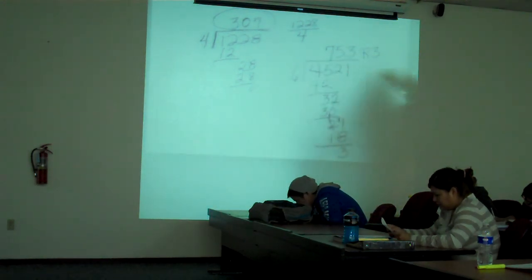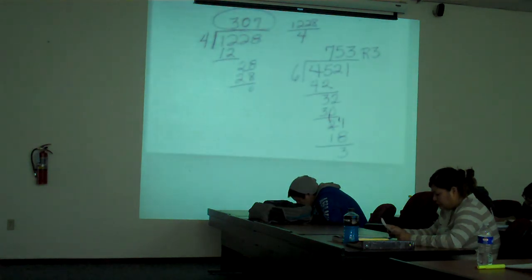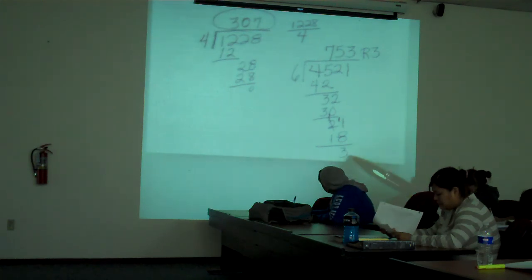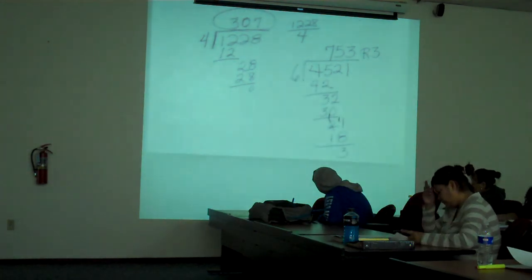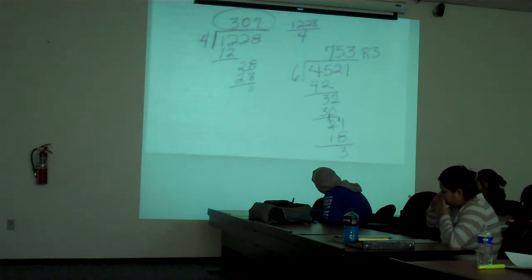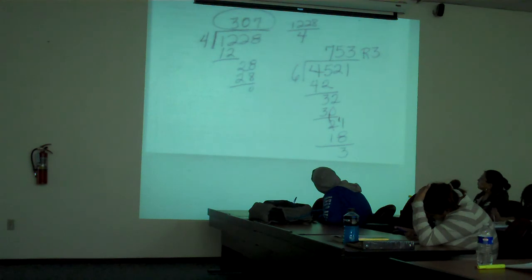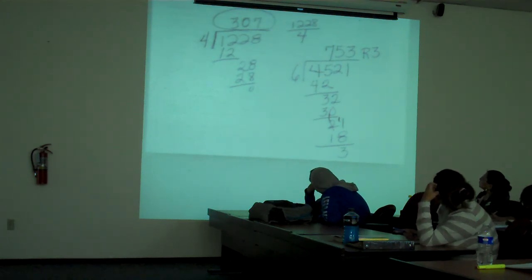You don't put a decimal and keep going. Not on these. Maybe some other assignment, but right now you just stop there and put remainder 3. If you put 0.5, I'm going to know you did it on the calculator, because this is 3/6, which is a half. If you did that on the calculator, you get 753.5. So don't put 753 remainder 5, because it's not. The point something is not your remainder.